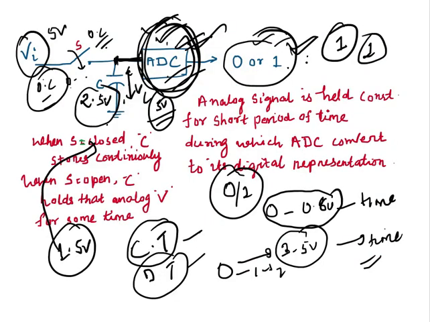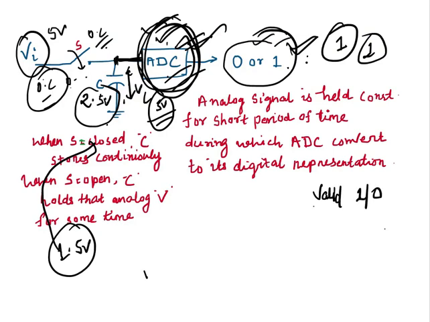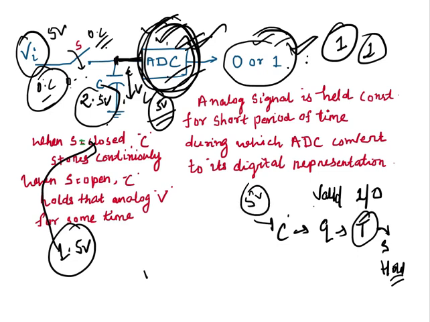So what we have to remember: to get a valid 1 or 0, the capacitor has to store the charge. It has to store the charge for some finite amount of time. And that time is related to setup time and hold time. Believe me, this is what I understood. Because to store 5 volt, to get digital one, the capacitor has to store the charge, and it should store the charge for some finite amount of time.